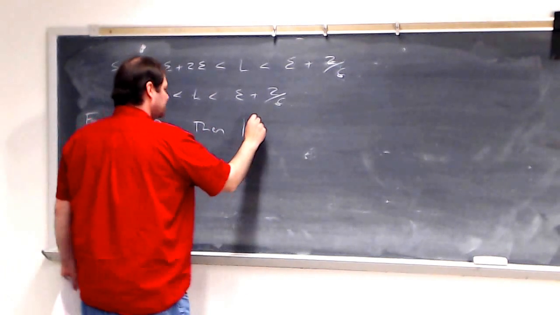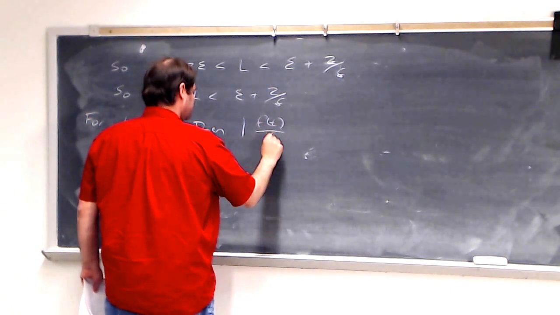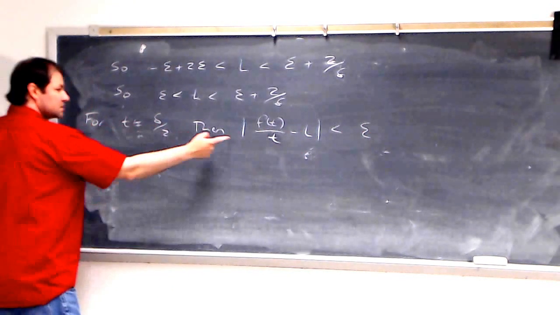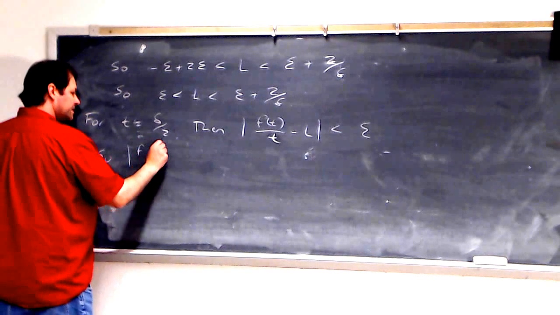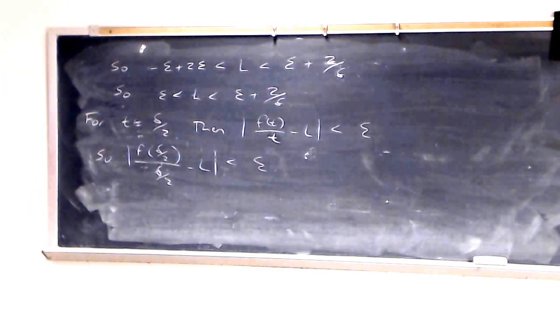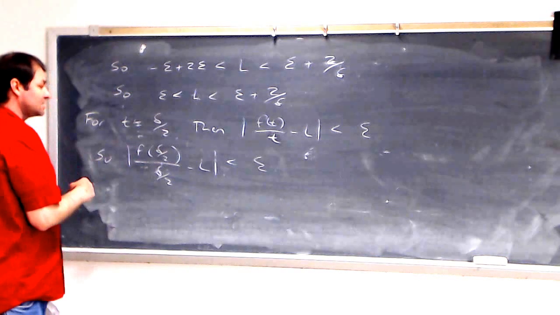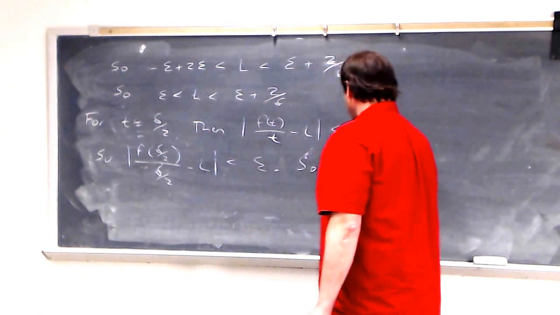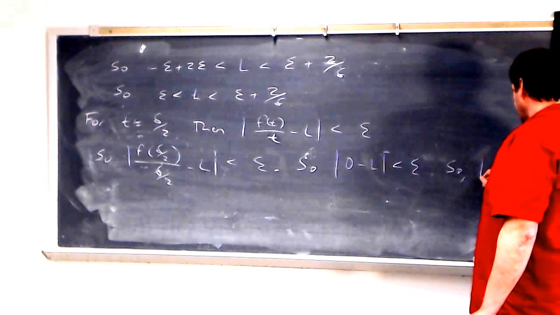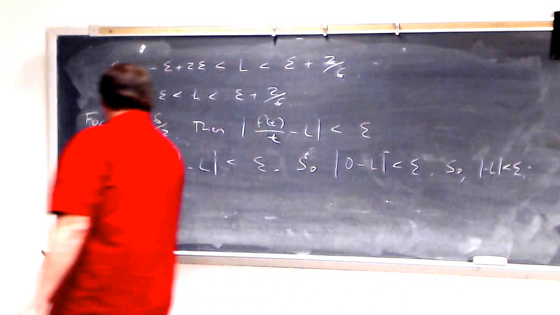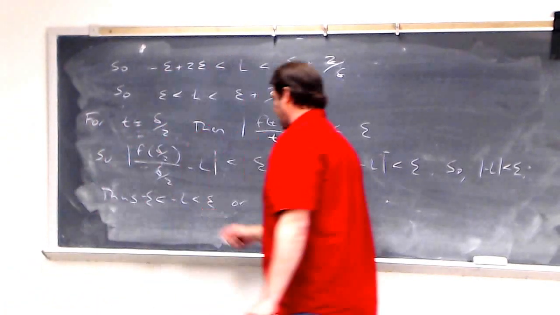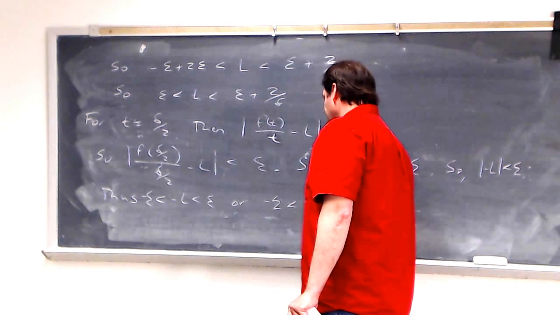Then we have the absolute value of f of t over t minus L is less than epsilon. So this absolute value quantity becomes the absolute value of f of delta over 2 divided by delta over 2, minus L, is less than epsilon. And now, delta over 2 is a positive number. f of a positive number is equal to 0. So this says that the absolute value of 0 minus L is less than epsilon. So the absolute value of minus L is less than epsilon. Thus, minus L is less than epsilon and greater than minus epsilon, or multiplying everything by minus 1, we have minus epsilon is less than L is less than epsilon.